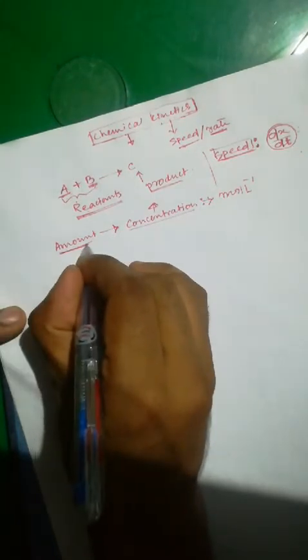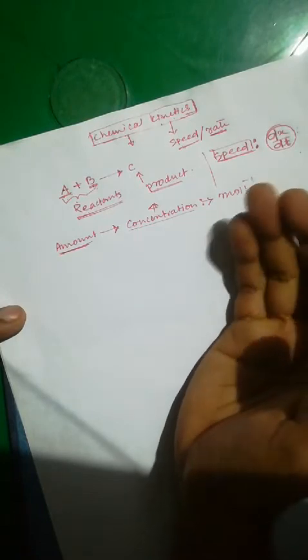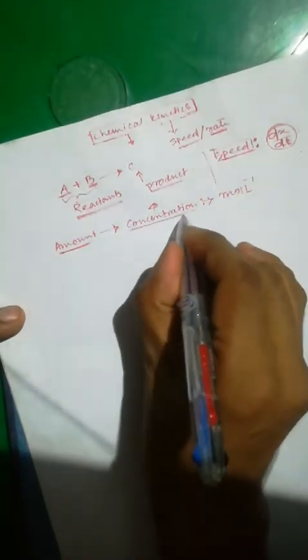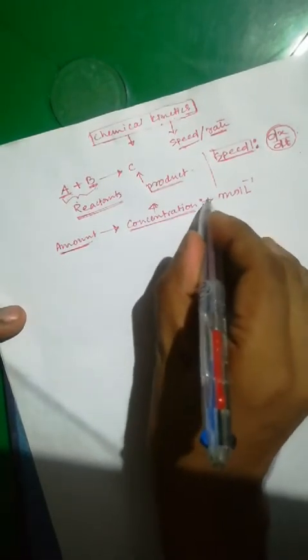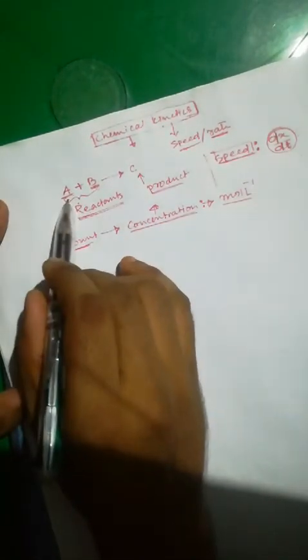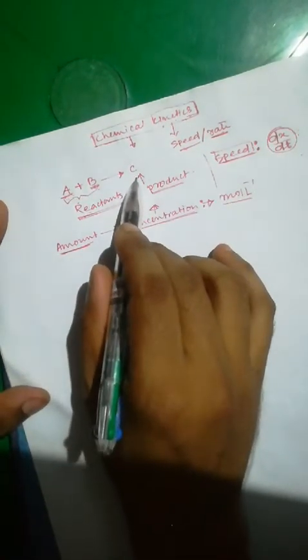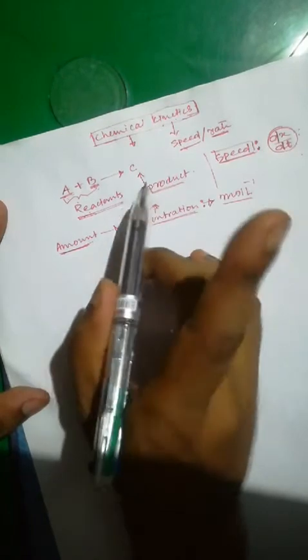Everything has a unit. Suppose the unit of amount may be gram or kilogram, or in case of volume, liter or milliliter. Similarly, there are many units for concentration. One of the units is mole per liter. So in a chemical reaction, the concentration of the reactant will always decrease and the concentration of the product will always increase. This is the main point you have to remember.